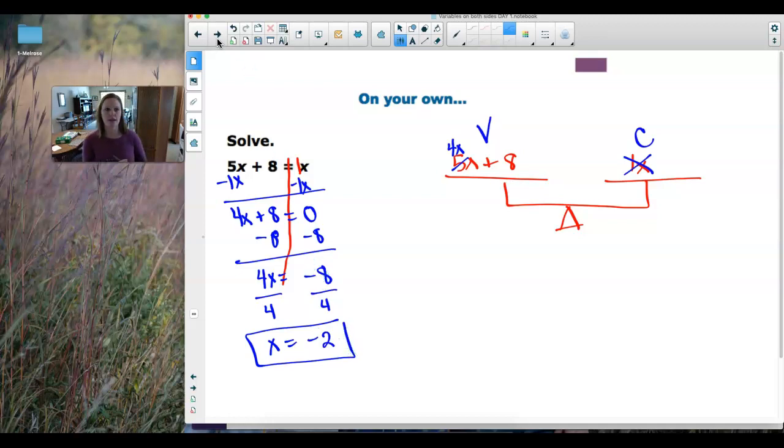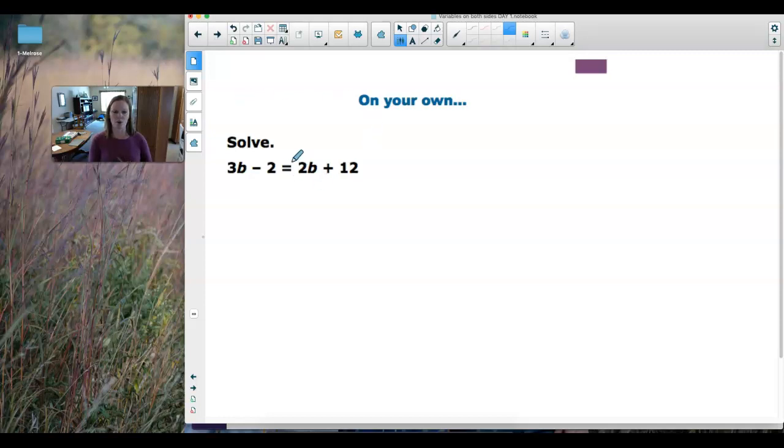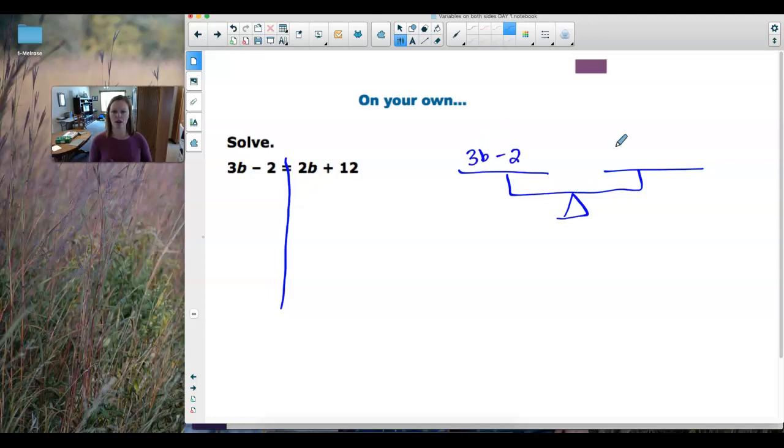Okay. All right. One more and then we're done. Okay, so let me draw my scale again to kind of help us out. And on one side we have 3b minus 2, and on the other side we have 2b plus 12. Okay, I'm going to put variables on the left again and constants on the right. I don't care what you choose. You can even just write it right above the equation if that helps you.